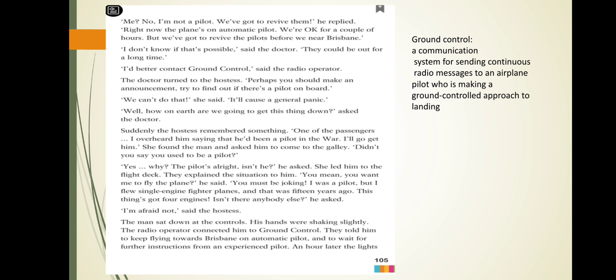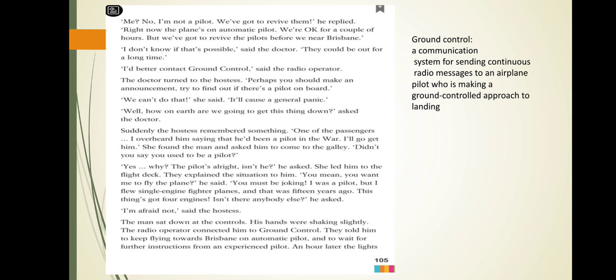So she remembered that there was a war pilot on board. She asked, and he said, yes, why? The pilot's all right, isn't he? He asked. She led him to the flight deck. They explained the situation to him.